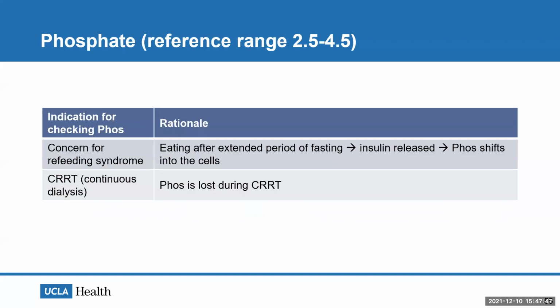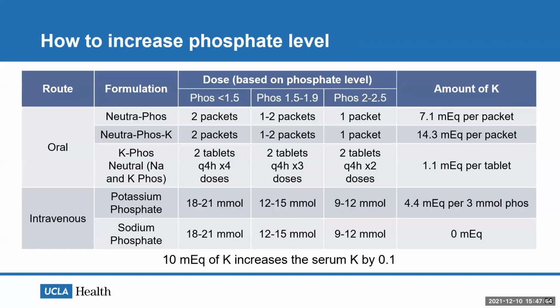Phosphate is the last one. The two main times to check are concern for refeeding syndrome and CRRT for low phos. Phos repletion is very complex. I assembled this table to give you all the oral and IV options. I think the things to really pay attention to here are if you look at the middle, depending on how low your phos is, you give a more aggressive repletion regimen, which kind of makes sense.